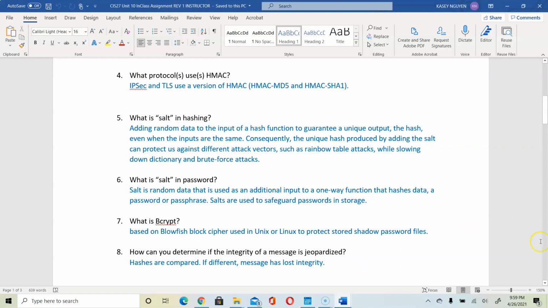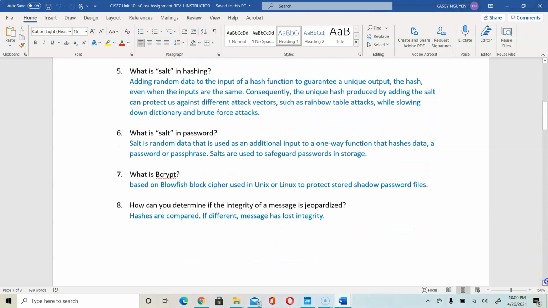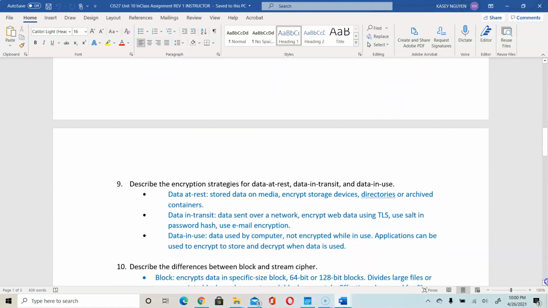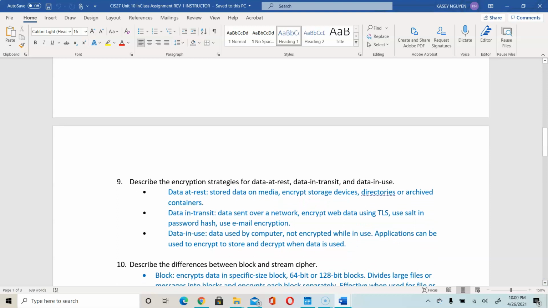So when we look at the next question in our assignment, it asks us to describe the encryption strategies for data at rest, data in transit, and data in use. For data at rest, that will be your stored data on media. We would encrypt the storage devices, the folders, the archive containers, and the actual files. So when we add files into the container or storage device, they would automatically be encrypted.